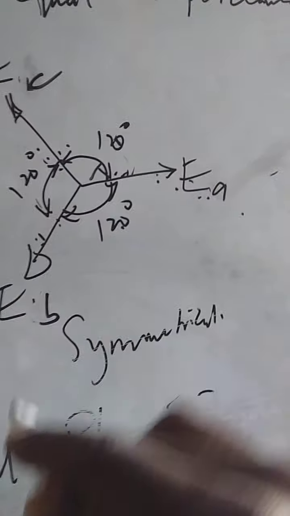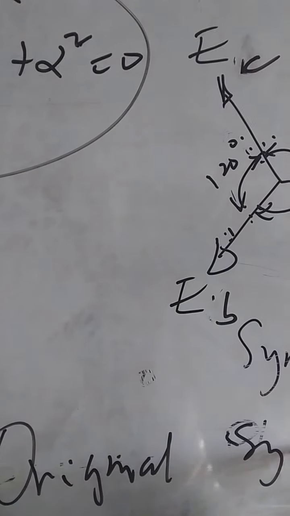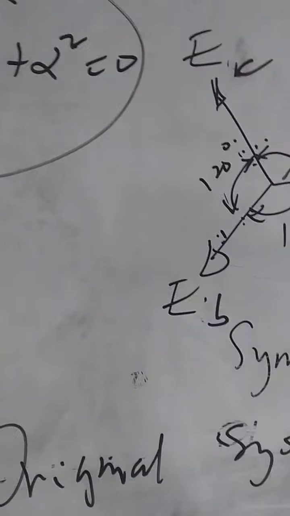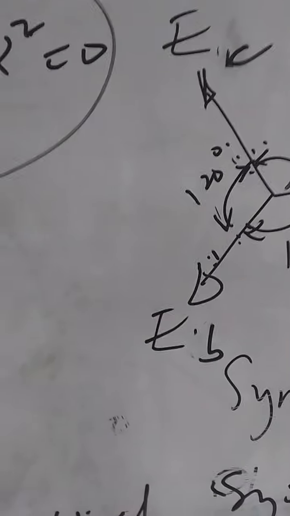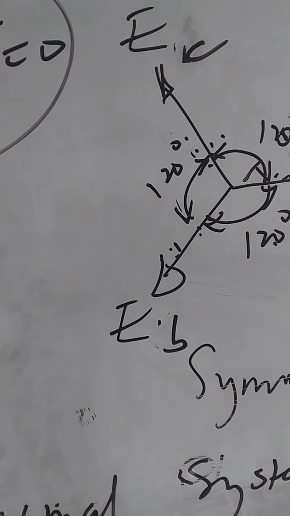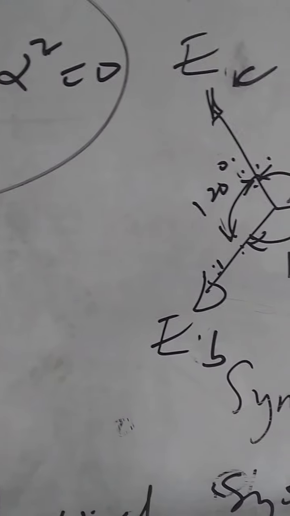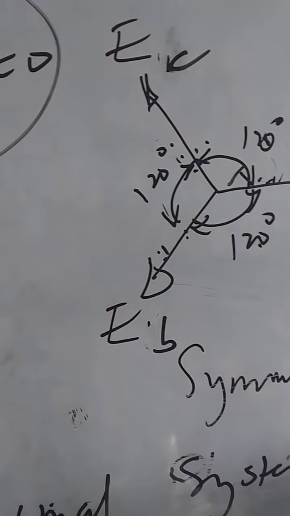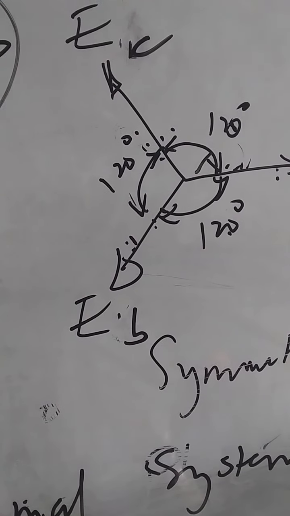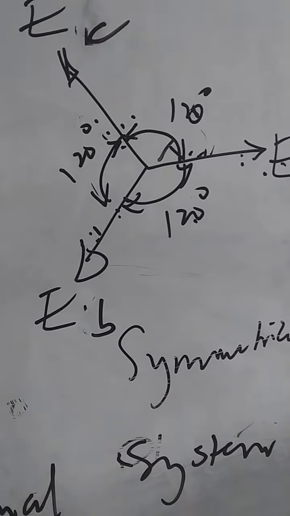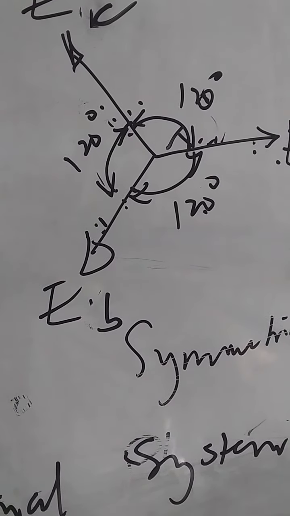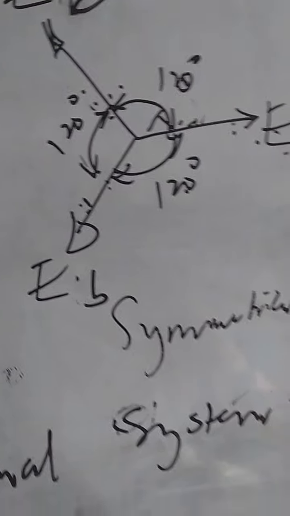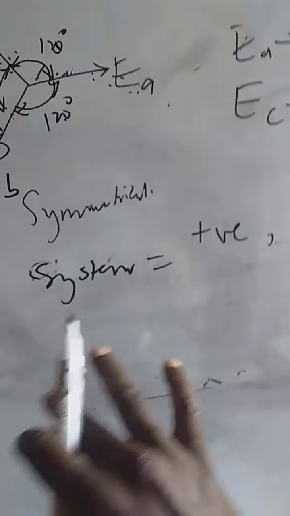The original system, which is this, can be resolved into three symmetrical components. They can be resolved into the positive, the negative, and the zero phase sequence. That is, the normal original system can be resolved into those three symmetrical components.